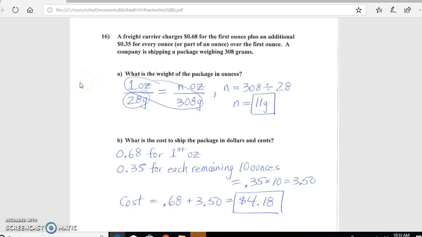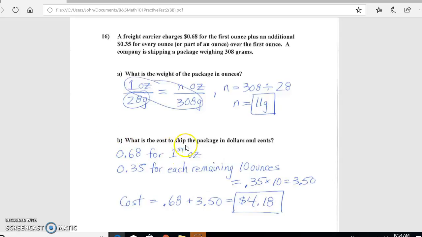Once we set it up, we look for the two numbers across from one another. 1 and 308, we multiply those, and then we divide by the leftover number, and that solves for the number of ounces, and we end up getting 11. It should be ounces here, not grams. It should be ounces, 11 ounces. And then we are going to go to letter B.